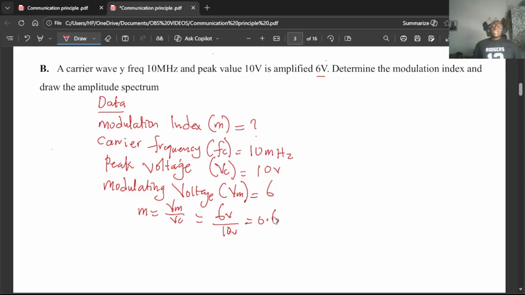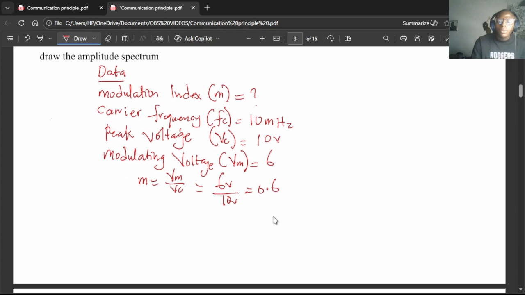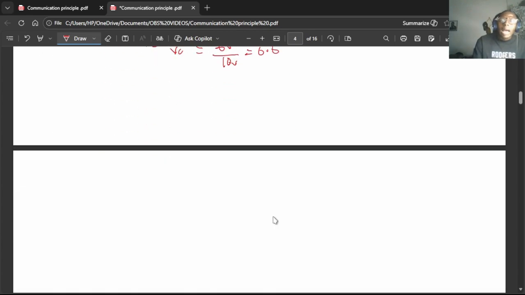Now, what's the next thing? The next thing is to draw the amplitude spectrum. That's the next question. Use the parameters that you have here to draw your amplitude spectrum. Now let's go over to the amplitude spectrum. That's the next question we are to solve in the exam. So let's consider the amplitude spectrum.